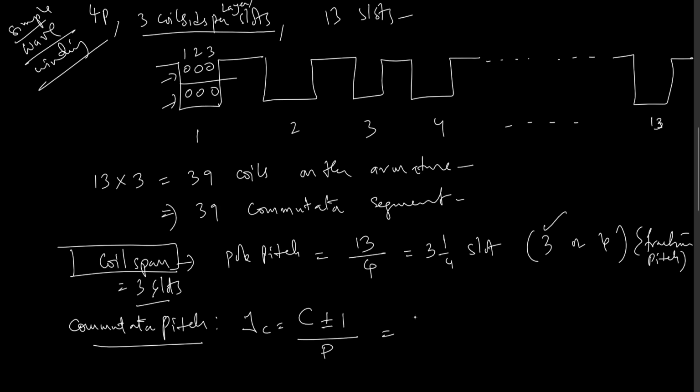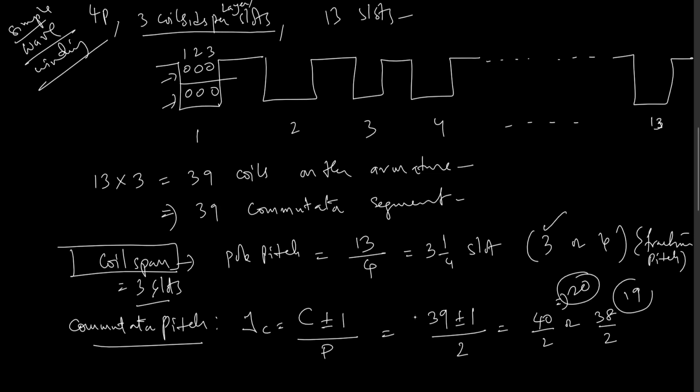So commutator segments are 39, plus or minus 1, by 2. So it could be 40 by 2 or it could be 38 by 2. So it could be 20 or 19. For progressive it will be 20 and for retrogressive it would be 19. So we take in this example progressive type of winding. So now commutator pitch YC is taken as 20 in this example.